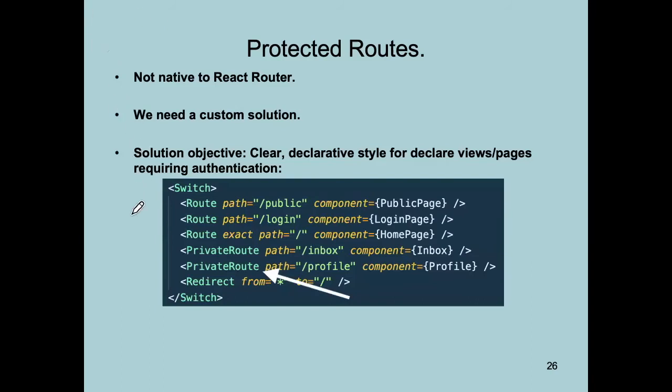So that it's nice and declarative and very obvious to anybody reading our code that certain routes within our routing configuration are private. So you can see here, I've got a component called private route, and that tells me straight away, well, this must be protected in some way by requiring the user to authenticate. Similarly for this one. But of course, there is no component called private route. We must implement it.